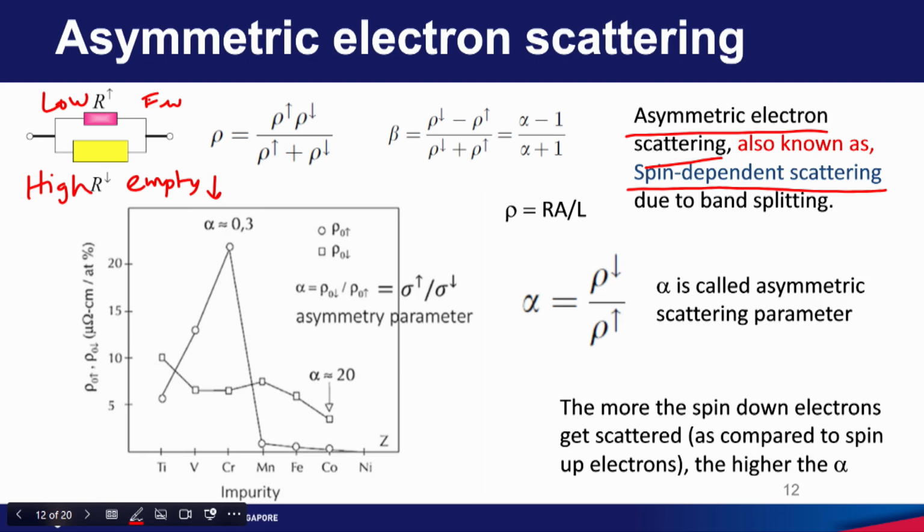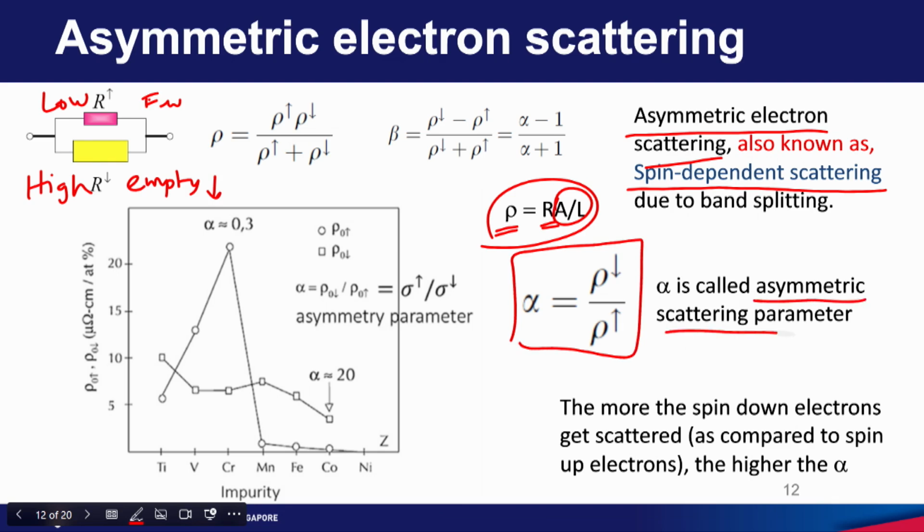And as I mentioned, I may use rho or resistance, and they are almost similar in concept except for the area and length. Okay, so people define this term called the asymmetric scattering parameter, alpha. Rho down is the resistivity of spin down electrons. Rho up is the resistivity of spin up electrons.